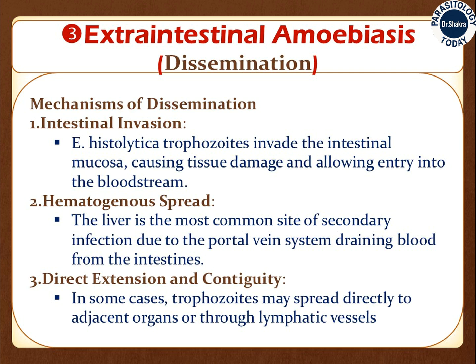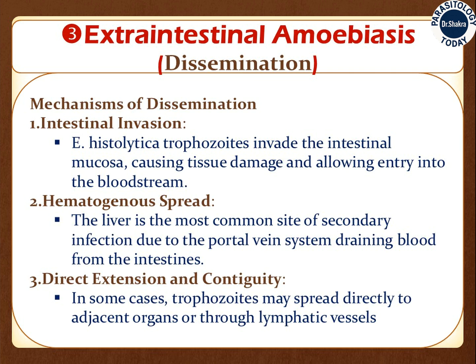2. Hematogenous spread. Route. The most common site for secondary infection is the liver, primarily due to the portal vein system draining blood from the intestines into the liver. This hematogenous spread allows trophozoites to establish amoebic liver abscesses. 3. Direct extension and contiguity. Spread. In some cases, trophozoites may spread directly to adjacent organs. For example, an amoebic liver abscess can rupture through the diaphragm, leading to secondary amoebic lung abscesses.